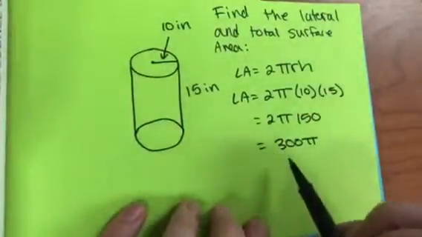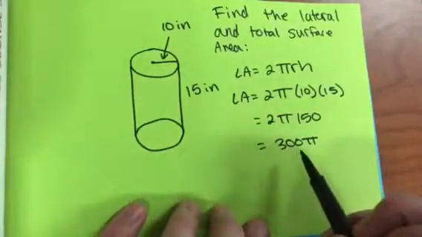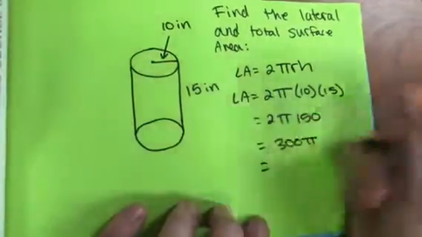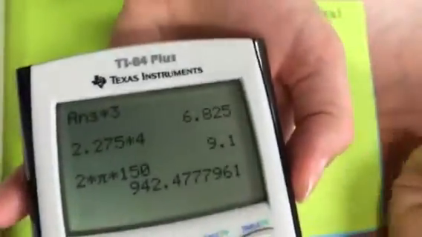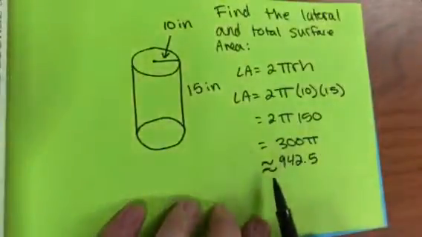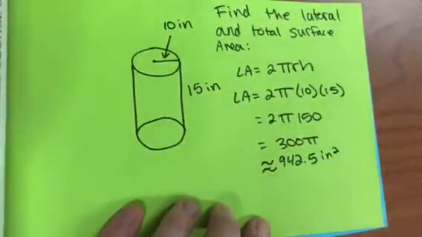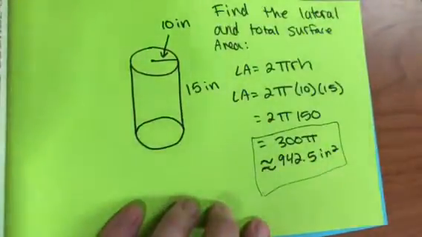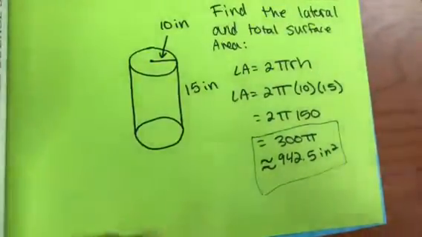If you're looking at answer choices on a test, sometimes they leave it as 300 pi. That can be your answer because that's the exact answer. When we give you the decimal, it's 942.5. I rounded it to the nearest tenths place. It was 942.477, and I called it 942.5 because of the 7. So I'm going to write approximately 942.5 inches squared. So you have to know both answers. One is exact and the other is an approximation. Are we done? No, because we need to find the total now.